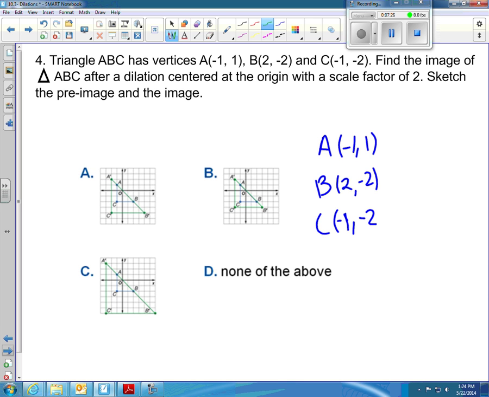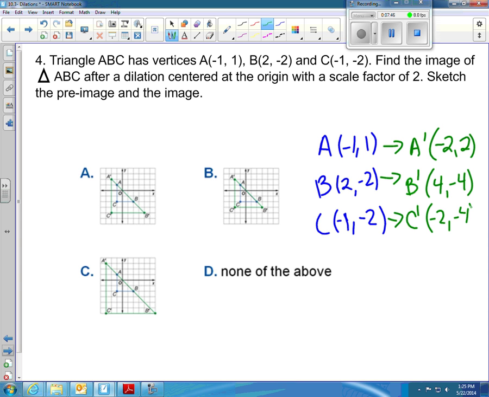Now I want to think about, what would my new points be? Well, A prime. So scale factor of 2, so I just multiply everything by 2. And my B prime, again, multiply everything by 2. And my C prime. All right, so I'm looking for a figure that matches those. So look at these three here. The blue one is our original figure. The green one is going to be the one with a scale factor of 2.